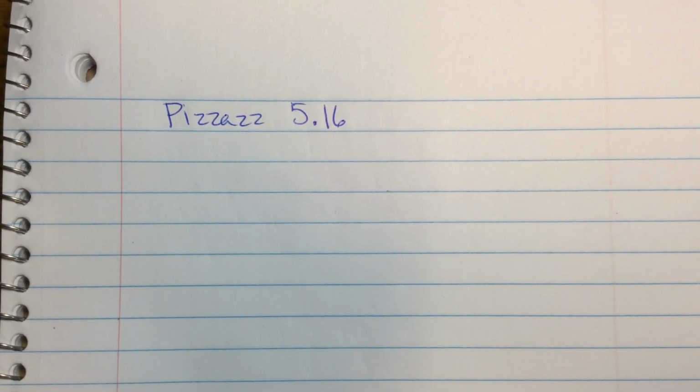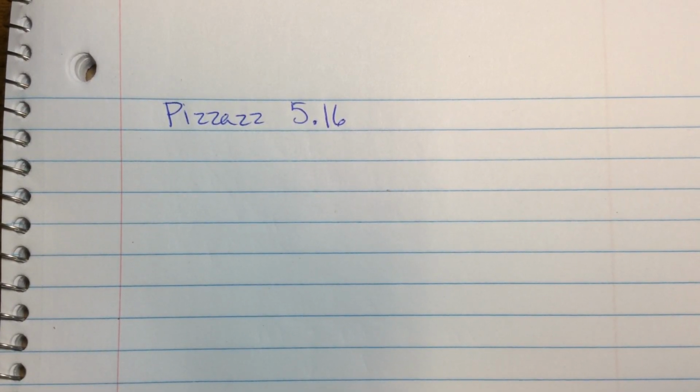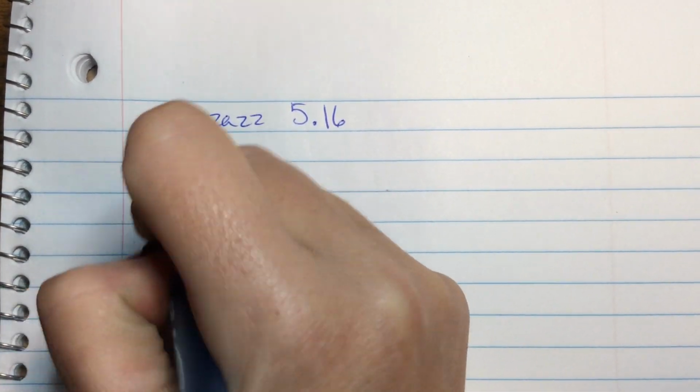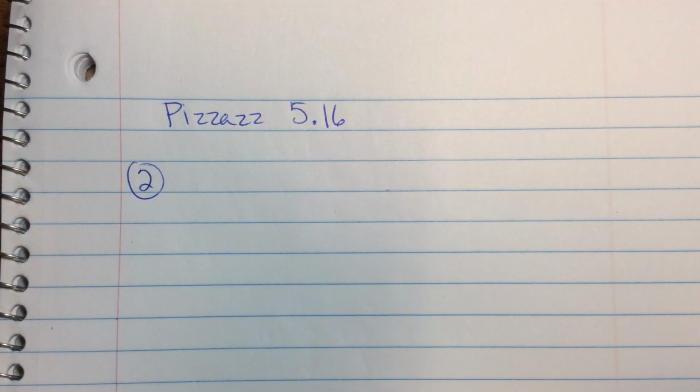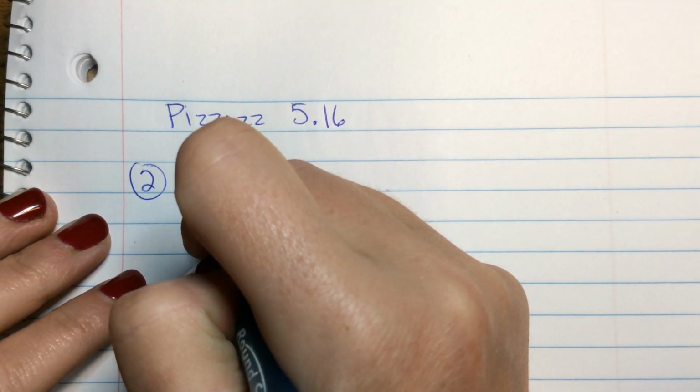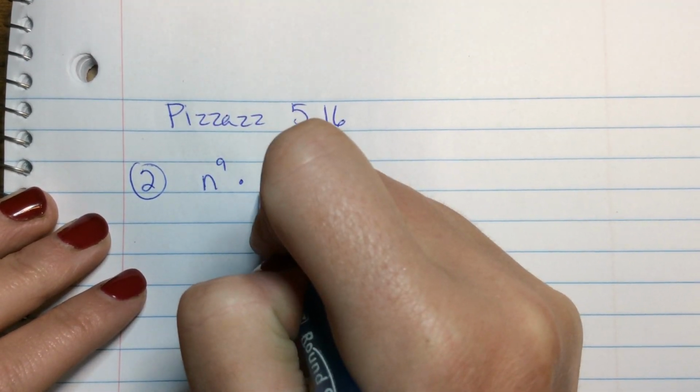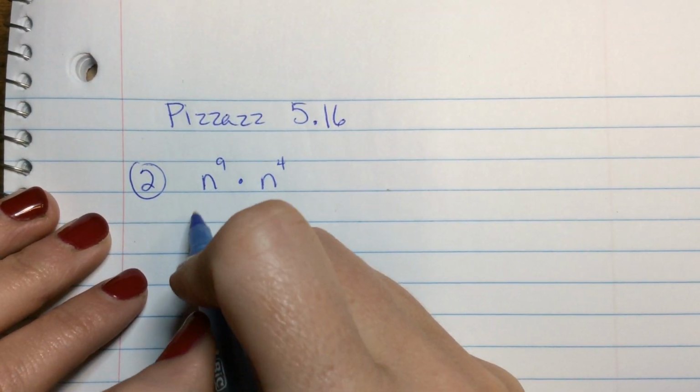Okay, so this video is doing examples from Pizzazz 5.16. We're going to do number 2 together, and then we're going to do number 7 together. So we'll do all of number 2 and all of number 7. Number 2 says n to the 9th times n to the 4th.